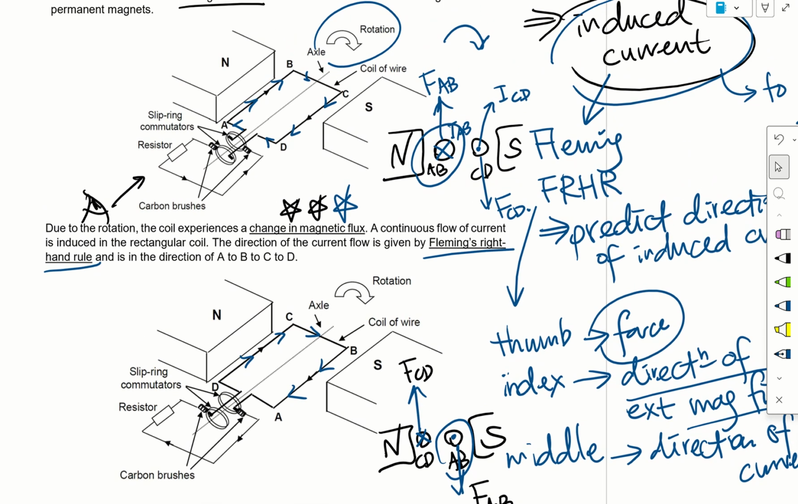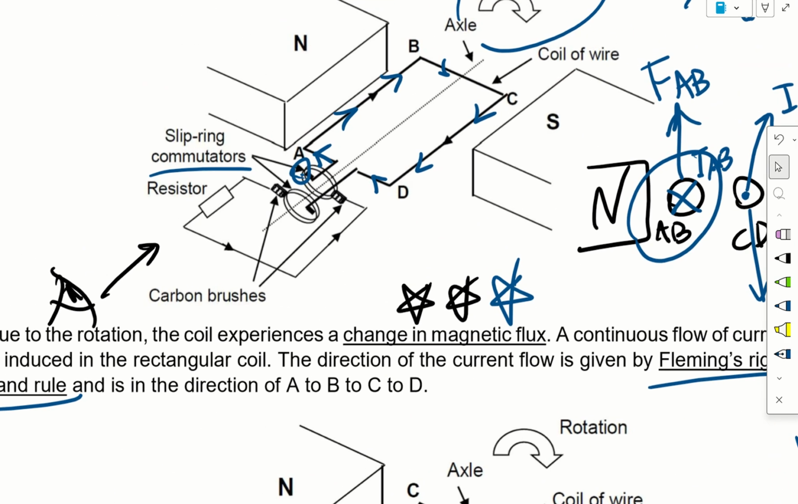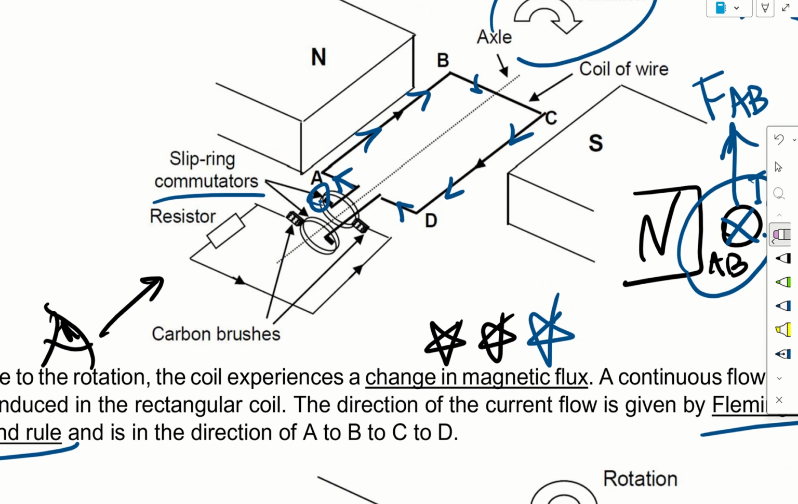Okay, so let's look at this at the start, because the current flows this way. By the way, these are the slip ring commutators. This slip ring commutator is attached to AB. I hope you can see this. If I color AB as blue, this slip ring will be for AB. It is hardwired to the side of the arm of the coil that we are talking about.